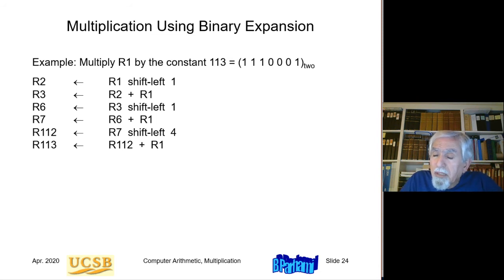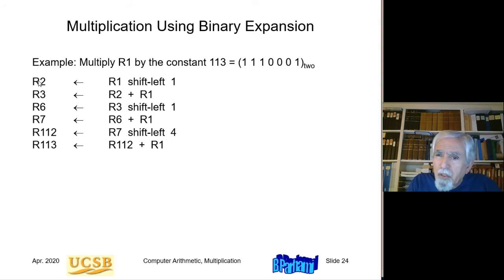So the most obvious method for multiplying by constants, such as 113, is to just use the binary expansion of 113 to guide us through the process, determining which additions and which shifts are required. So this is the process shown. These R's are registers, and the number used after R shows what multiple of the number is stored there. So this is twice the number, then three times, then six times, then seven times, then 112 times. These do not need to be distinct registers, but I've written it this way to make it easier to understand.